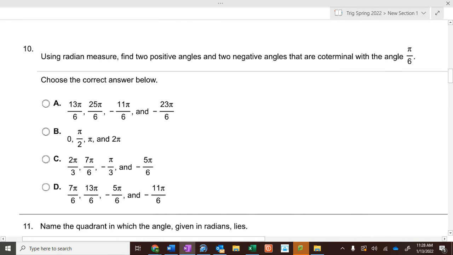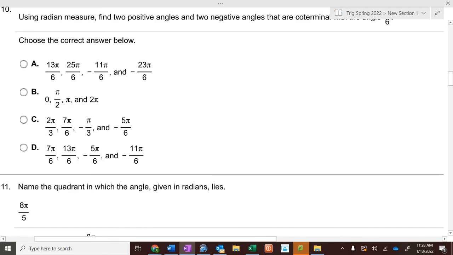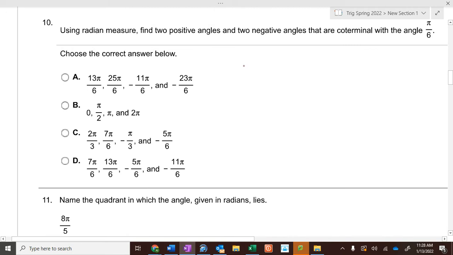Coterminal angles. Coterminal angles are how far apart? 360 degrees, which is the same as how many pi's? 2 pi. So you're going to take whatever they give you, in this case it's pi over 6, and add 2 pi onto that. Well, what's the problem with that? They don't have a common denominator. So this is equal to pi over 6 plus how many pi over 6? 2 pi is the same as 12 pi over 6, which gives us 13 pi over 6.